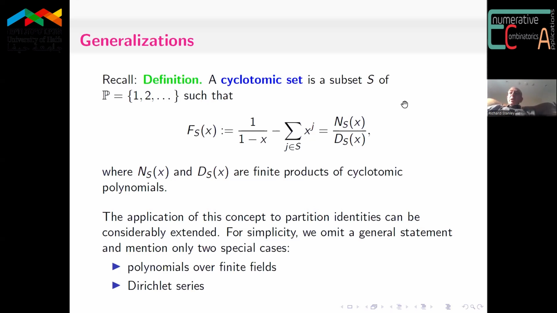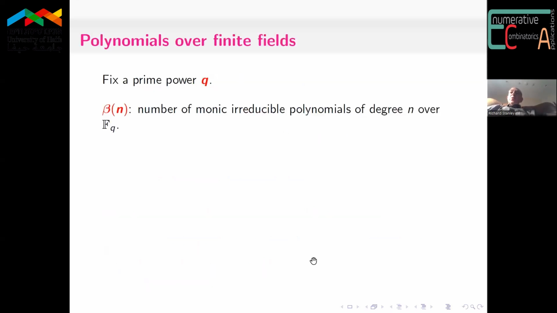I could give a very general result, but it's kind of abstract, a little hard to absorb. So instead I'll just give 2 special cases: polynomials over finite fields and Dirichlet series. For polynomials over finite fields, let's fix a prime power q. We're going to be dealing with the finite field F_q. Beta n will be the number of monic irreducible polynomials of degree n. There is a formula for beta n, but it's irrelevant for what I'm going to do.